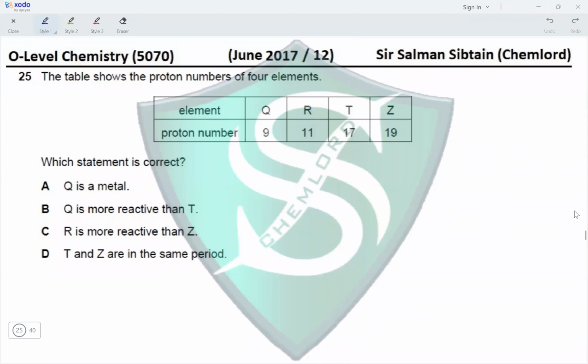Question 25. The table shows the proton numbers of 4 elements Q, R, T, and Z. Proton numbers 9, 11, 17, and 19. So looking at the periodic table, we know that this is fluorine, this is sodium, this is chlorine, and this is potassium. Which statement is correct? Q is a metal. It is fluorine. It is not a metal. Q is more reactive than T. Fluorine is more reactive than chlorine. Yes.